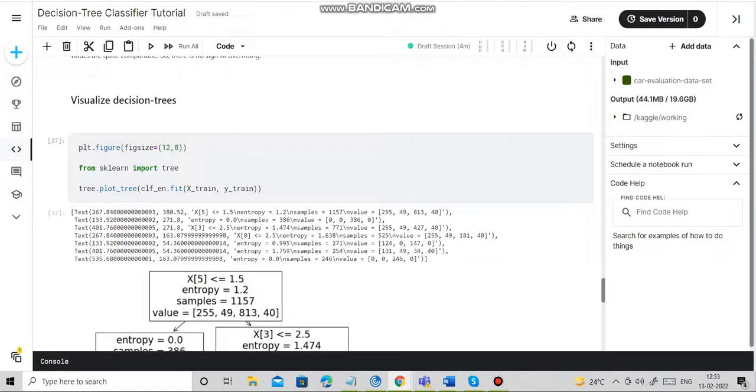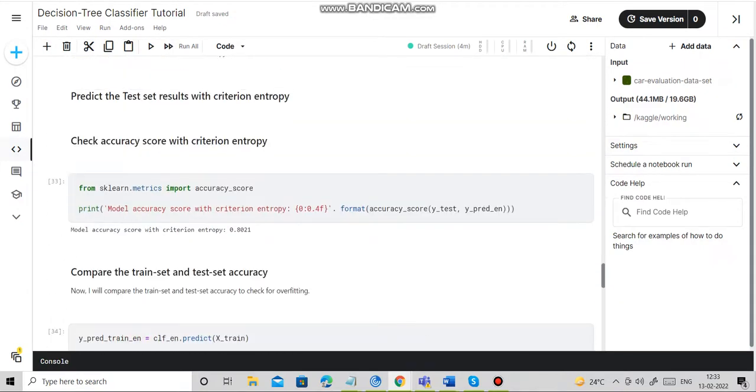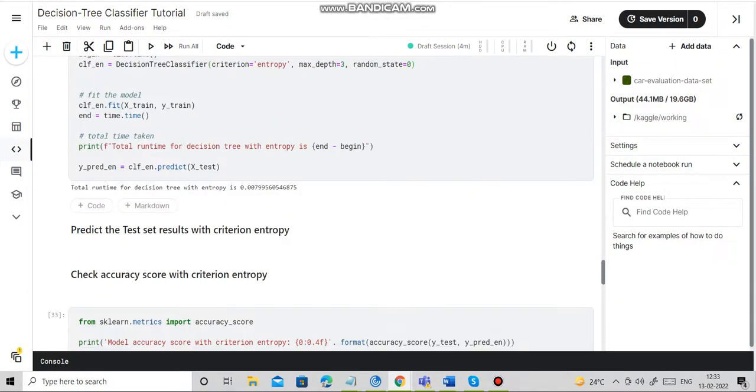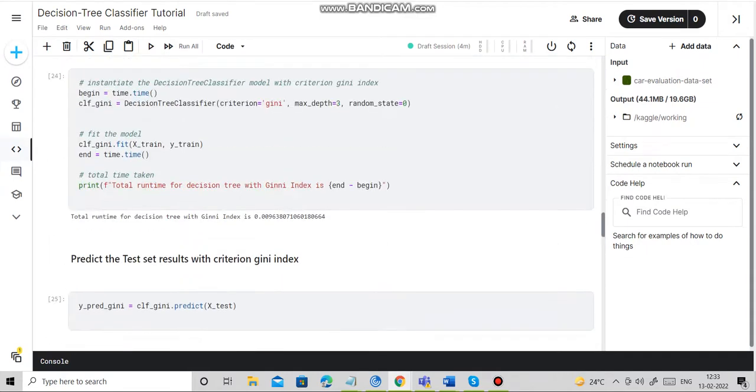One thing that we see over here is the time taken for the decision tree with entropy as the hyperparameter is 0.007. Now let us see the time taken for the decision tree with Gini. It's 0.009. We see the time taken for Gini is more than that of entropy. But the formula of Gini doesn't have a log term in it, whereas entropy has. So effectively, Gini should be faster. But over here, it is not.